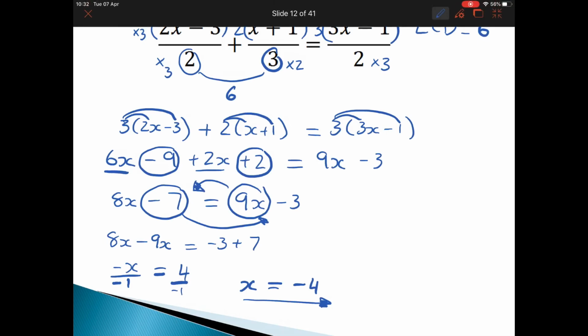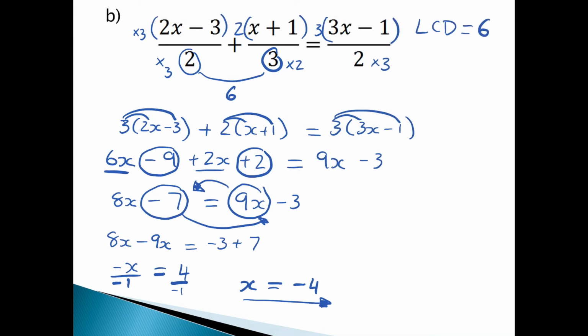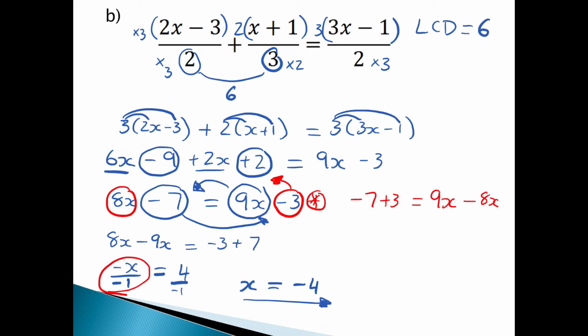Alright, so now what you could have done is you could have actually moved things around. So if we look at this step over here, from here, if I decided to move the 8 across instead, so if I decided to keep the negative 7 where it is, move the 3 across, so negative 7, then I'm going to have plus 3 equal to 9x minus 8x. So negative 7 plus 3 is negative 4 equal to 9x minus 8x, which is equal to x.